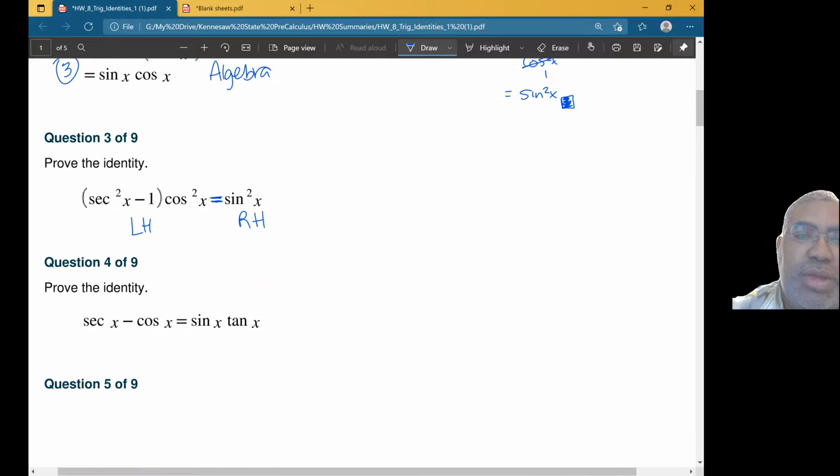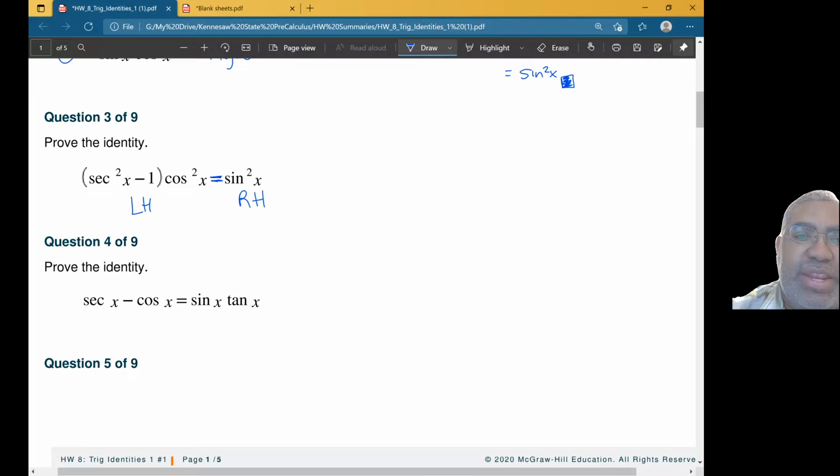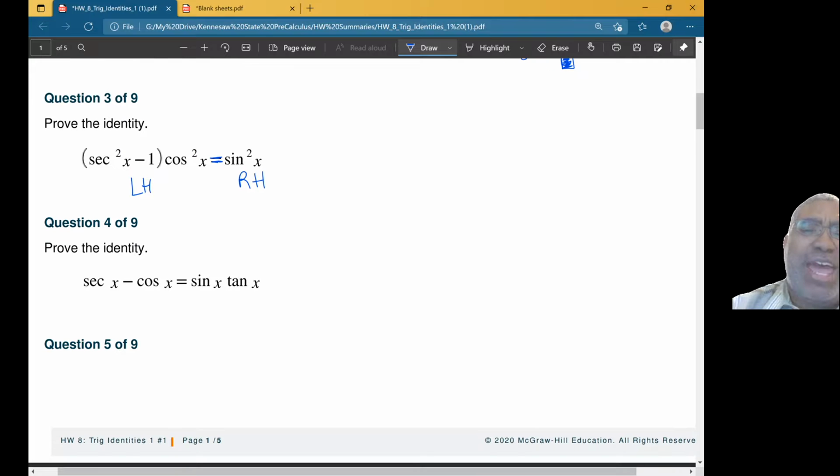Okay, that's number 3. Number 4, prove the identity. A little more challenging. We can do the left-hand side or the right-hand side. I'm going to pick the left-hand side this time. If you're interested, let me know, and I will write out the right-hand side for you and post that. So we'll start here.